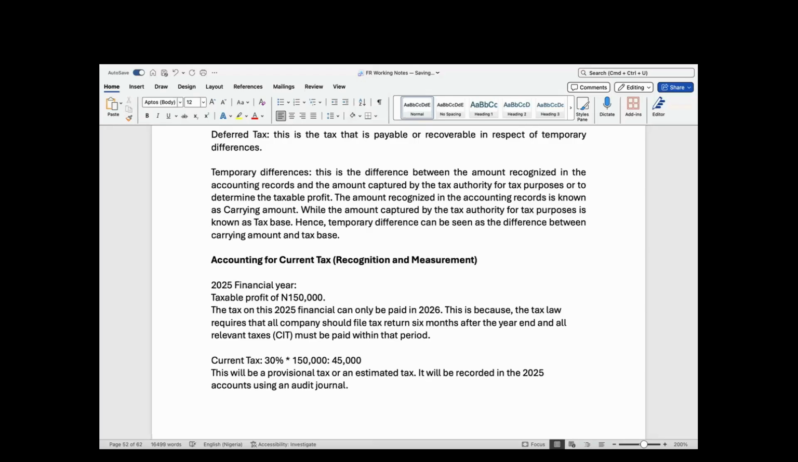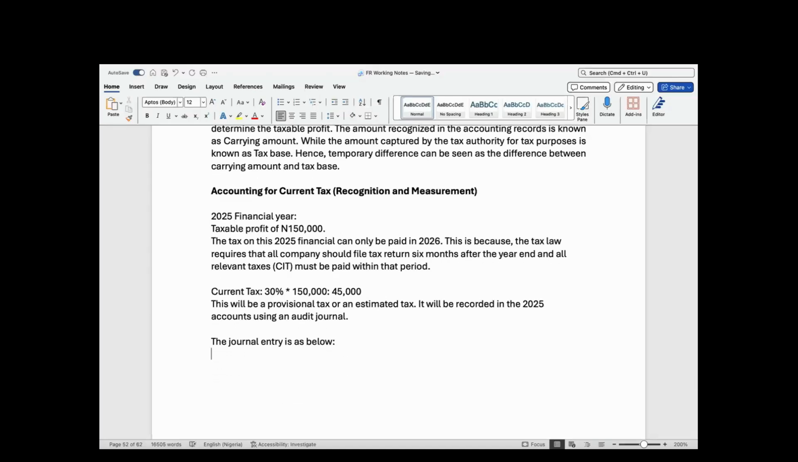Because this tax is usually determined after the year end. It's not a during-the-year transaction. As far as the 2025 account is concerned, it's determined after the year end when we have closed the books. Because of that, we enter it through journal. And the journal entry we pass is as below. So it comes in as an expense. So it's part of income tax expense.